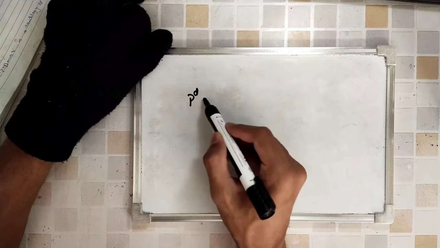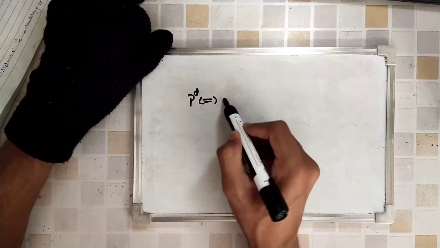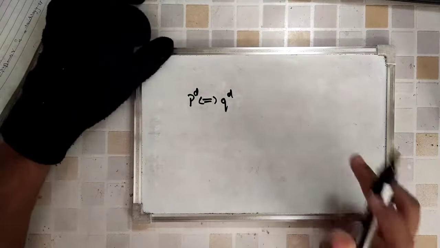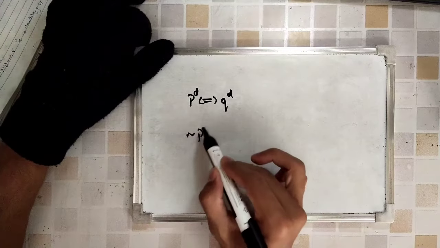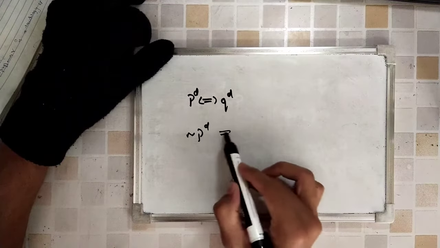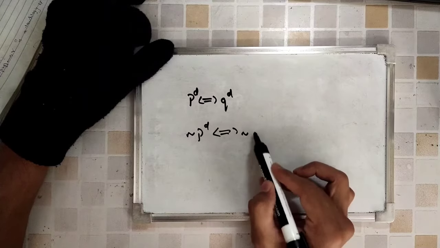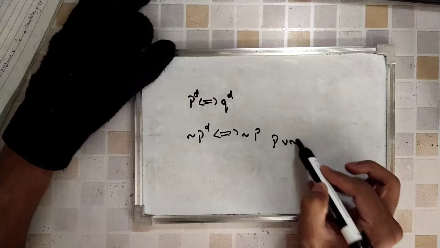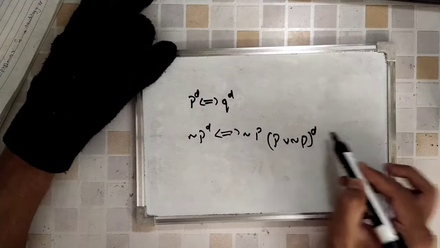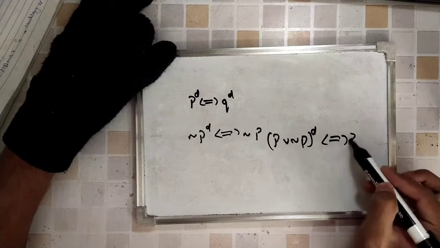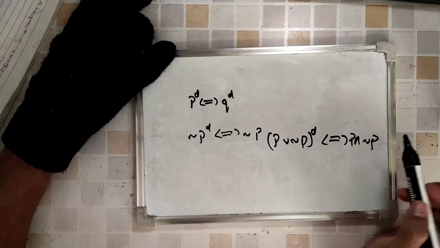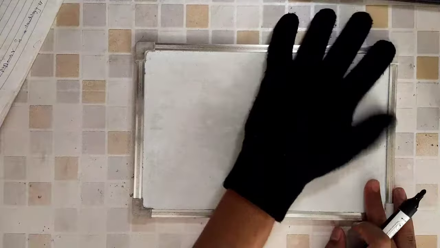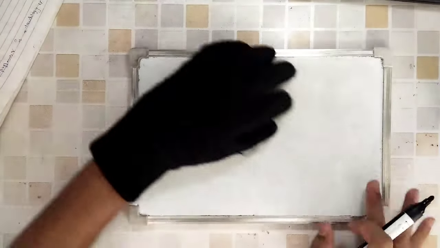I will write the remarks here. If P is logically equivalent to Q, then duality of P is logically equivalent to duality of Q. This is the principle of duality. Duality of negation P is logically equivalent to negation of duality of P. So the duality of (P or negation P) is logically equivalent to P and negation P. Okay, so don't get confused; these are just remarks which might be useful for us in further cases.